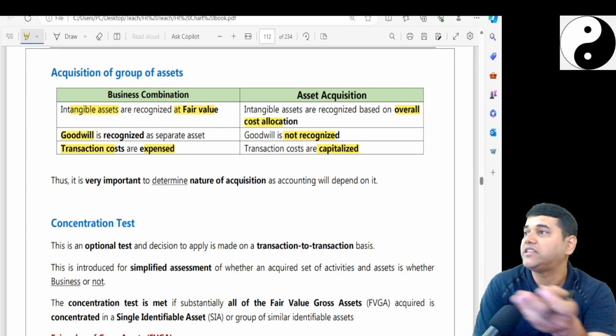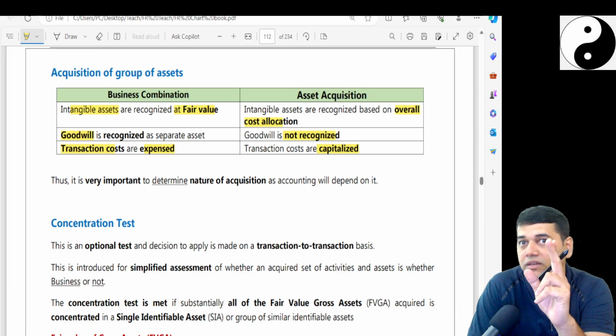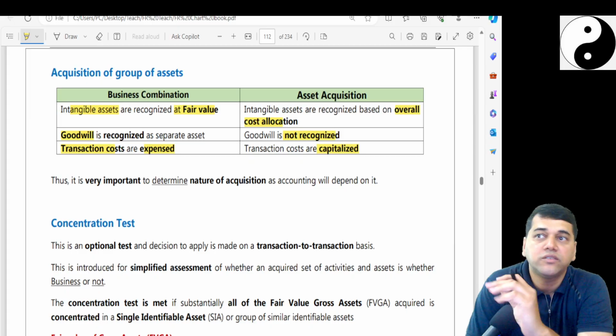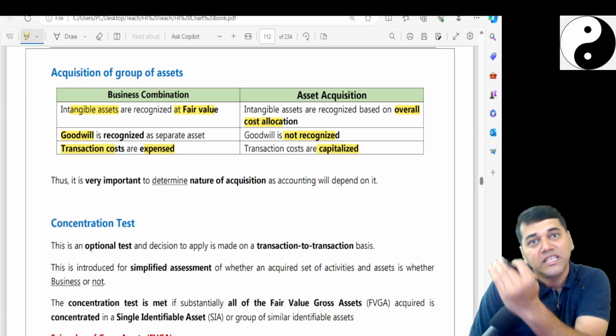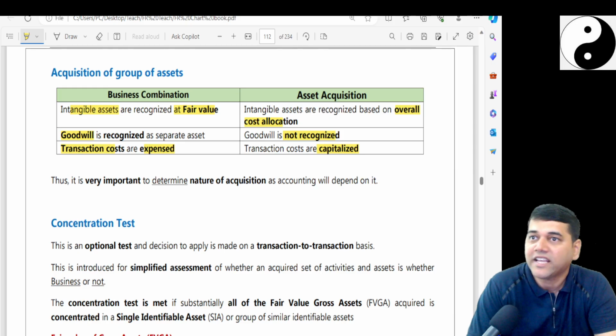We add it like registration fees of land. We add it to the cost of the land in PPE. That's what we learned, because without that it is not ready for use. But business combination doesn't go with that concept. It says that, look, your transaction cost doesn't increase the fair value. It's an expense.